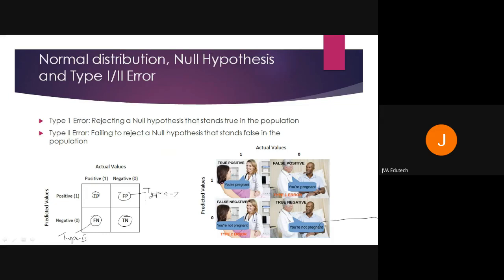So a woman is pregnant and you predicted also that she is pregnant, true positive case. It's correct. Now you have predicted a male to be pregnant and male cannot be pregnant. That is the truth in the population. But you have rejected the null hypothesis and told that the male is pregnant. This is the type 1 error you are doing. Means the concept that does not stand true in the population, you rejected that itself.